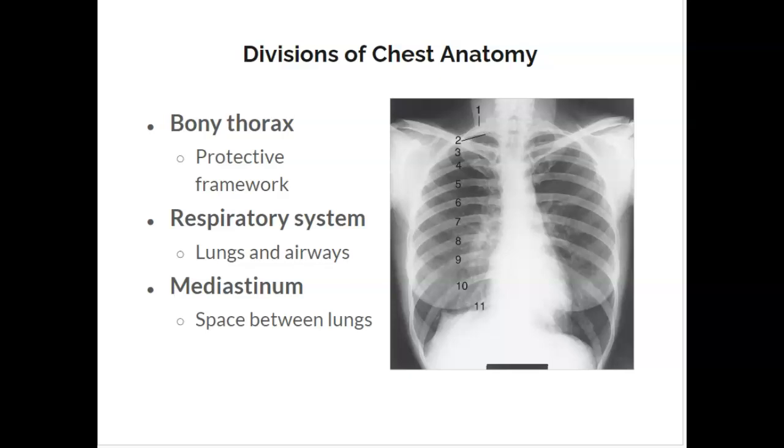So the anatomy of the chest is going to be divided into three different sections. We have the bony thorax, which is going to be the protective framework, the respiratory system, which is going to consist of the lungs and airways, and then lastly we have the mediastinum, which is going to be the space in between the lungs.